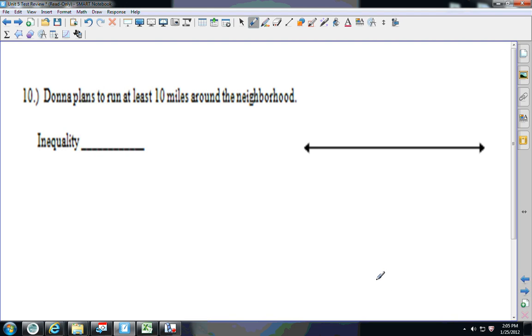Next one, Donna plans to run at least 10 miles around the neighborhood. X is greater than or equal to 10. So I start at 10, and because it's equal to, I put a closed-in circle. At least means greater than or equal to 10.